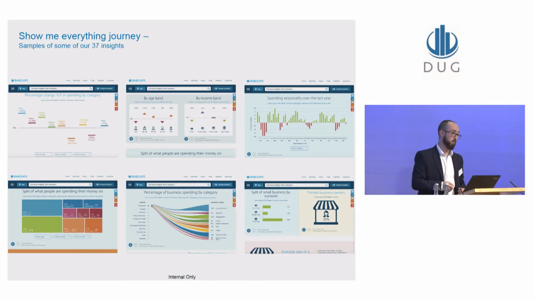Percentage of business spending by category. So again, if you were looking to start a business in a certain area and you were tailored towards certain products or perhaps a certain industry, you could understand how the industry you were looking at could have an impact on your business. And the split of small business by turnover, to understand perhaps if you're looking at competition. If you were moving to a certain area and you were a business of X amount of turnover, you could start to see who perhaps your competition would be in an anonymised view.